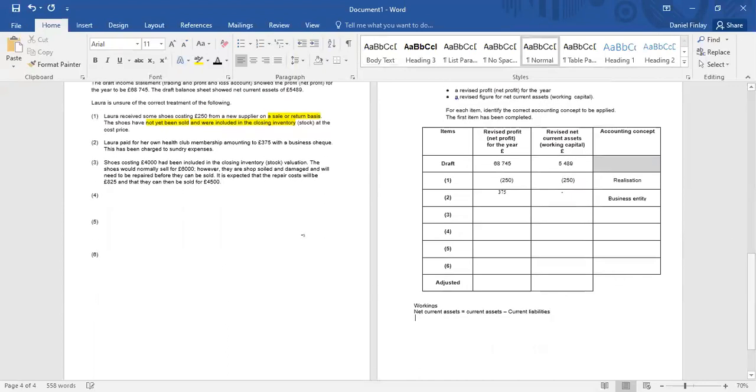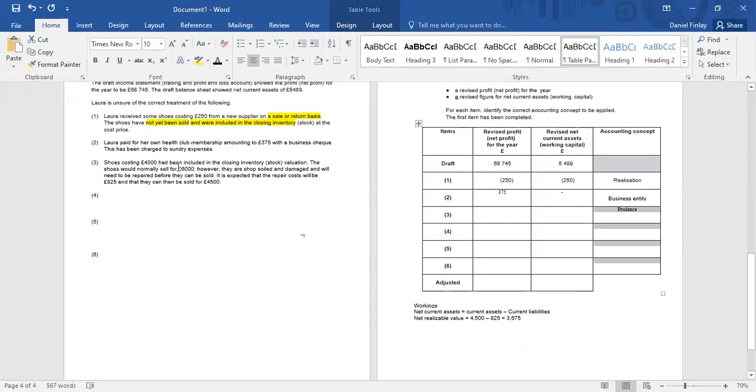£4,500. So for this one, we need to work out the net realizable value. So to do that, we do the 4,500, take away the repair costs of 825, and we get 3,675. So what we call this is prudence, and prudence says we have to take the lower value. So we have to take the 3,675. So it's not going to be 4,000 anymore.